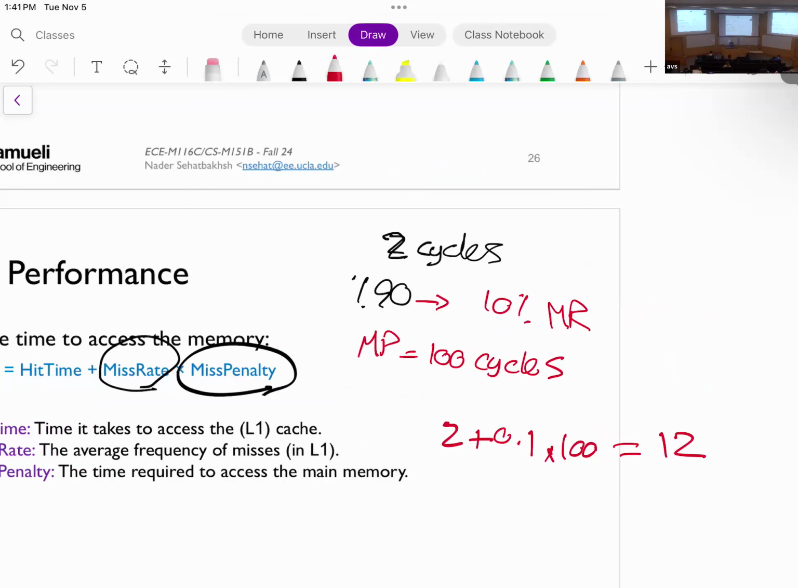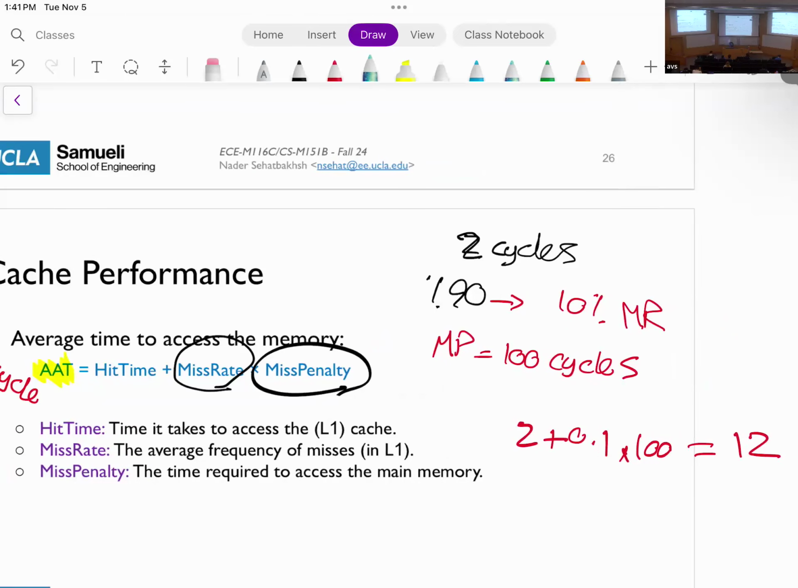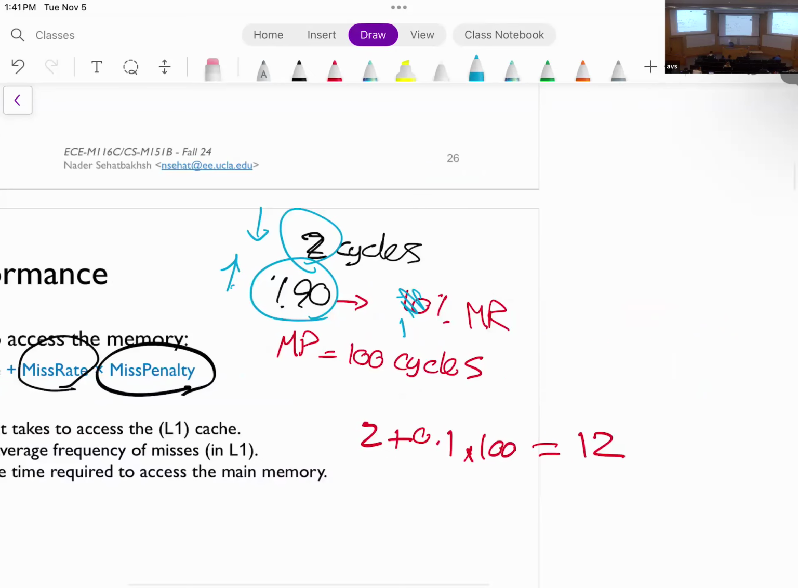How can I improve this? I can improve this in 3 ways, right? I can reduce the hit time, reduce the miss rate, or reduce the miss penalty. I mainly try to increase the hit rate significantly. For example, if this was 99%, or the miss rate was 1%, then this would have been 0.01, and this would have been 1, and then this would have been 3, right? So that is a significant improvement, like a 4x improvement, if my hit rate from 90% became 99%.